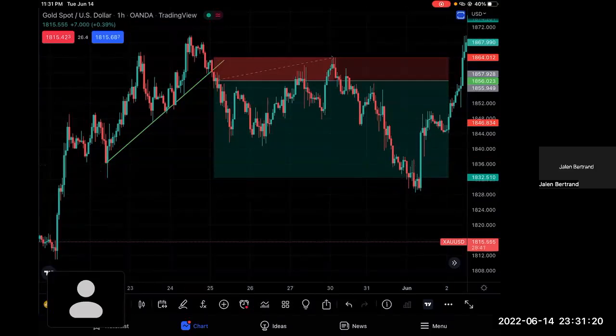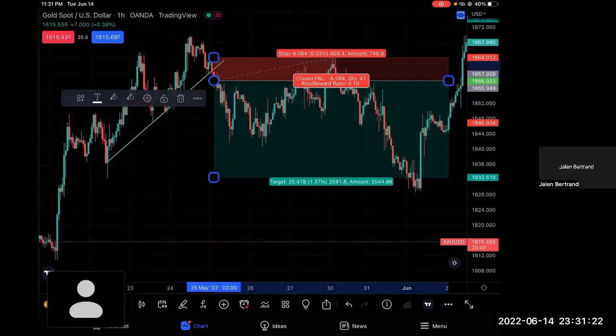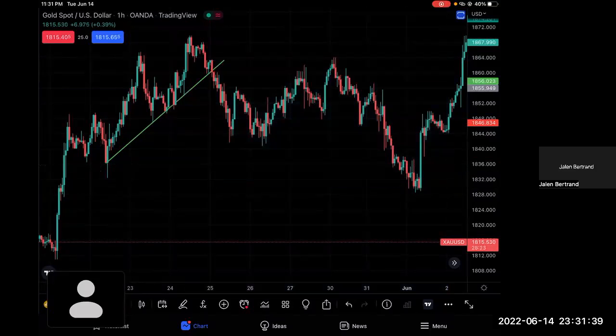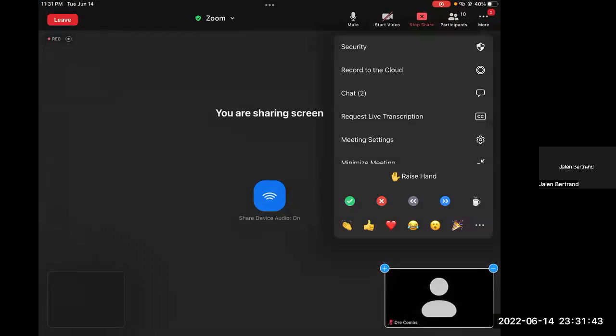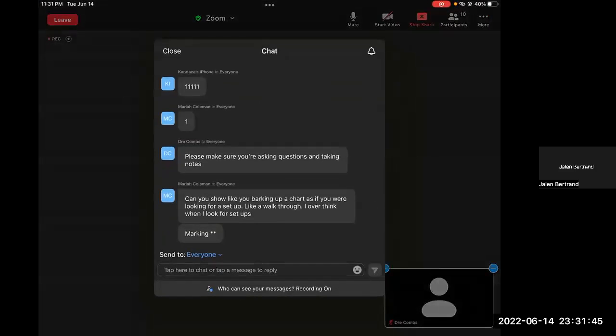Once they saw that happen and it gets below here, if we re-entered, boom, we've secured our 1-to-4. Let's say we might not have re-entered and we just left our trade going. Then boom, our trade has hit our total take profit, and now we are out of the trade. Let's see if there's any questions, because I know there might be.